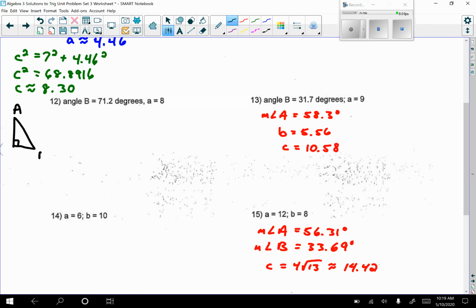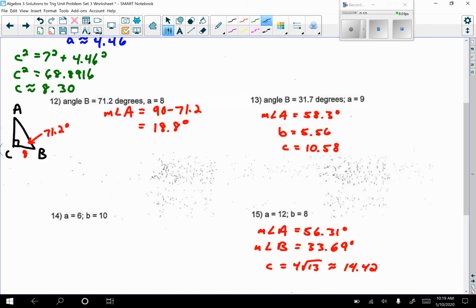Label it A, B, and C for the right angle here. So here we're given that A is 8, so that's the side opposite angle A, and then B is 71.2 degrees. So here we could find the measure of angle A first, which is 90 minus 71.2 degrees. So the measure of angle A is 18.8. Please make sure you're labeling all degree measures for angles.